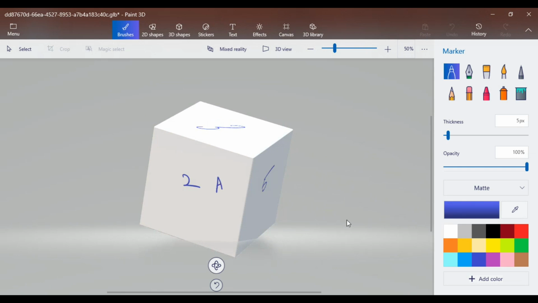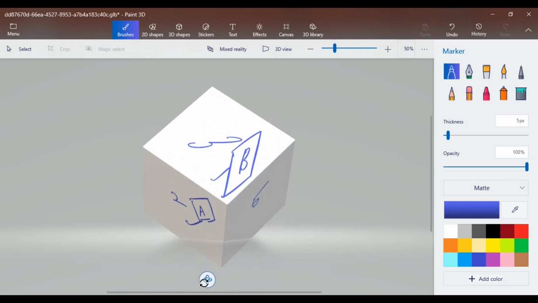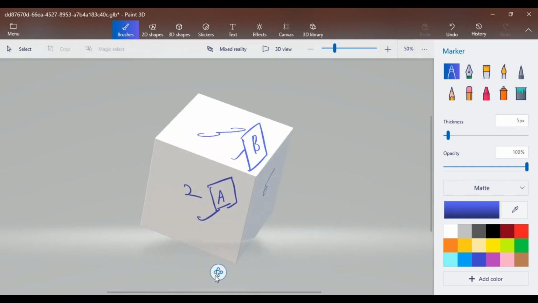They are asking you to see A is here and B is here. They are asking you to find the possible number which can come in the place of A and B. See, we have 2 and 3 in the faces of A and B. Okay, so our answer is correct.